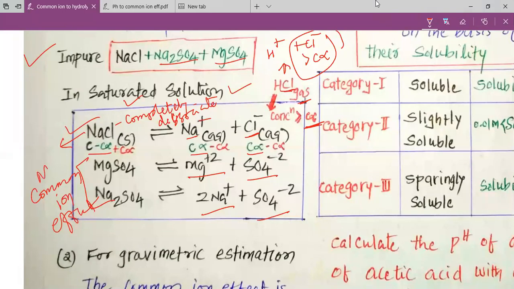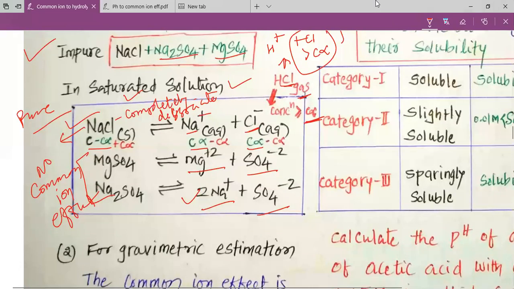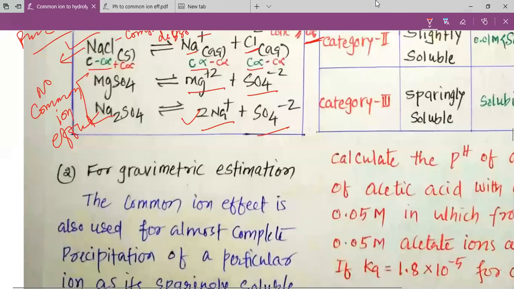There is no common ion effect for MgSO4 and Na2SO4. There is only common ion effect for NaCl, and due to that, all the NaCl precipitates out as a solid substance, and thus we can remove the impurities. MgSO4 and Na2SO4 remain in the solution. Only NaCl gets precipitated, and that is how we can get the pure NaCl. So this is the first application of the common ion effect.